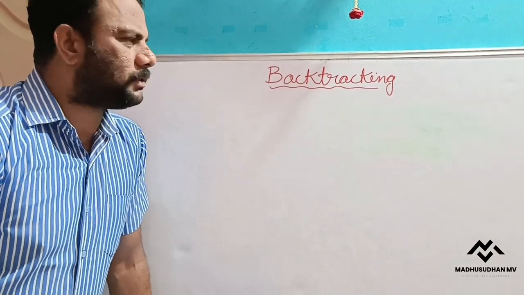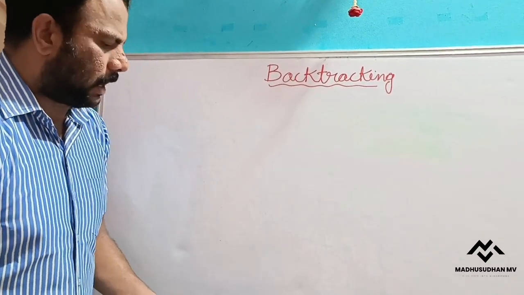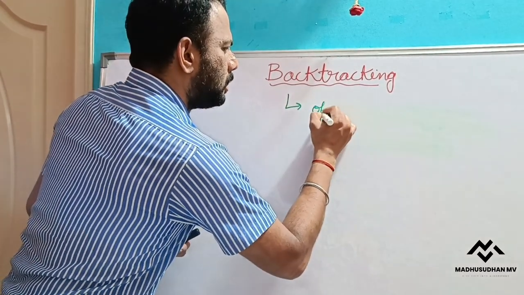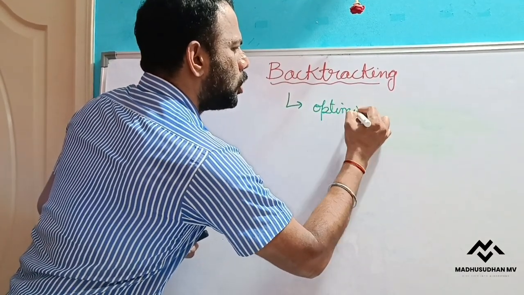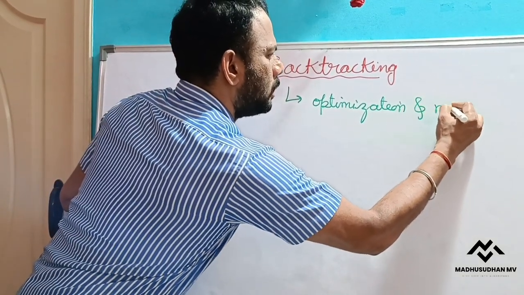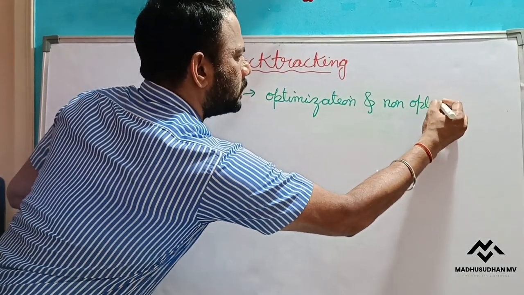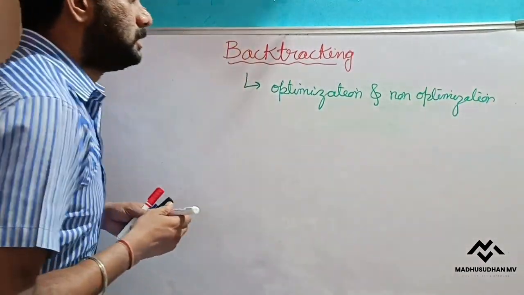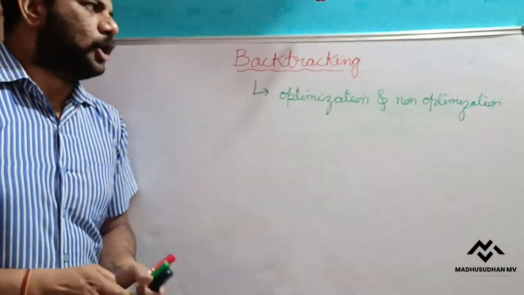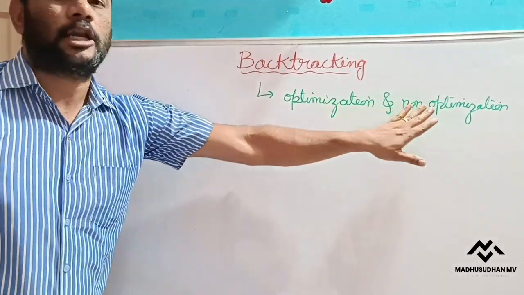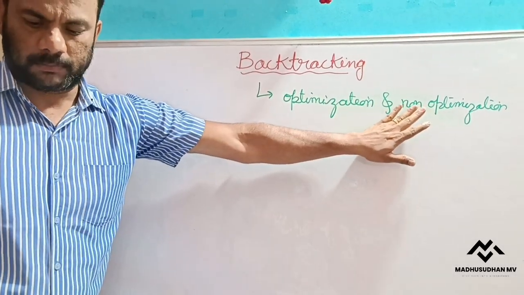See, the beauty of backtracking is that it can be applied to both optimization and non-optimization problems. Optimization and non-optimization. That means backtracking can be applied to both optimization problems as well as non-optimization problems.